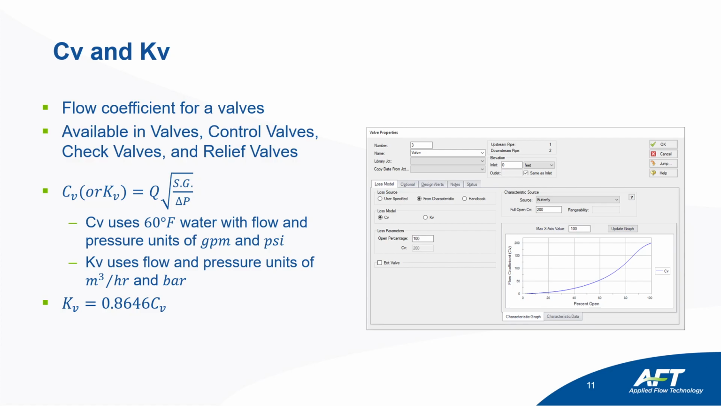One thing to keep in mind, though, is that the CV is unit specific, using gallons per minute and PSI. If you're looking at kV values, those specific units are going to be cubic meters per hour and bar. And because we're using very specific units for CV and kV, we can have a correlation between them, a conversion formula shown here. Entering them is pretty straightforward. You can either do it in your user specified, maybe you're doing it from a characteristic where you have your CV, kV value.